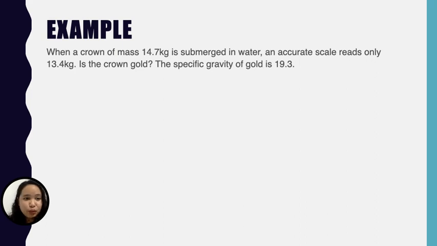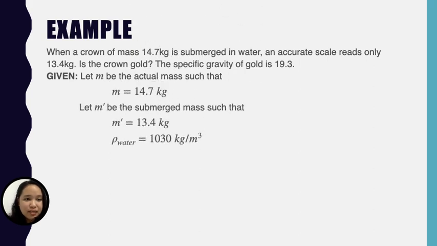Then first we are going to list the given. For the given, let M be the actual mass such that M is equal to 14.7 kilograms. And let M prime be the submerged mass such that M prime is equal to 13.4 kilograms. And since the fluid used is water, we are going to use the density of the water, which is equal to 1030 kilogram per meter cube.